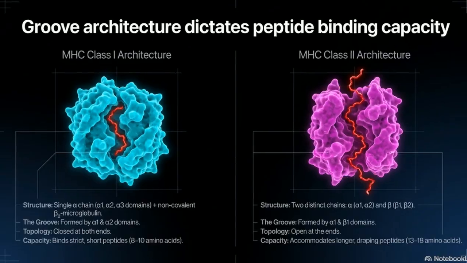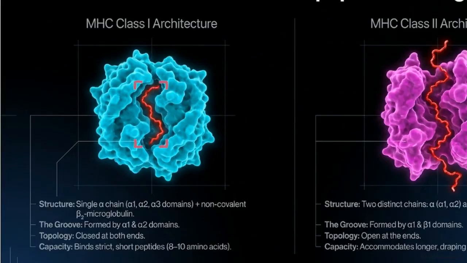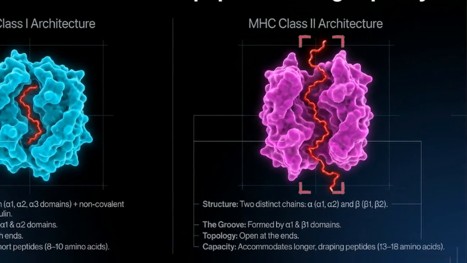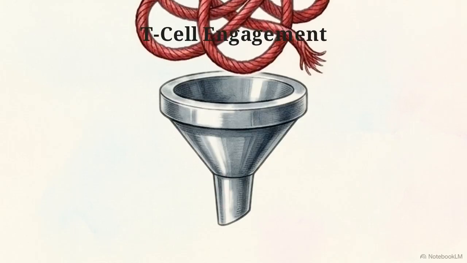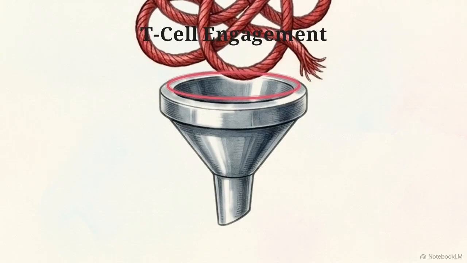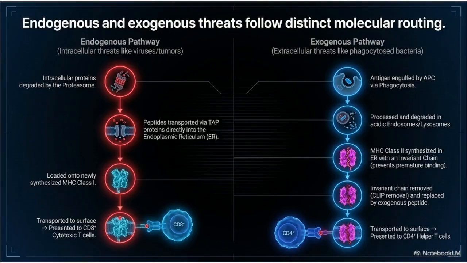Class I features a closed topology, physically restricting it to holding short, tightly contained peptides. Class II features open ends, allowing it to accommodate much longer, draping peptide chains. The physical capacity of these grooves acts as a rigid mechanical filter. It ensures that cytotoxic and helper T cells only engage with the specific size and type of pathogenic data they are biologically programmed to handle. This brings up a strict logistical problem. How do specific pathogenic fragments find their way into these exact surface grooves?